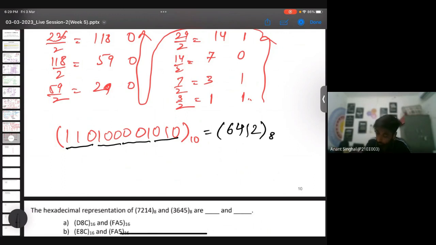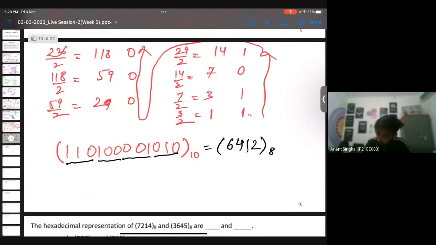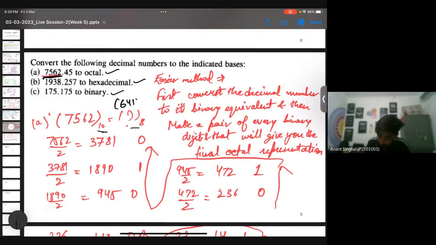If I convert this 7562 from base 10 to base 8, it will be nothing but 6412. So again, we can perform the same steps for these also. You can take these as a homework problem. I'll try to cover the decimal to binary problem because it will take less time.